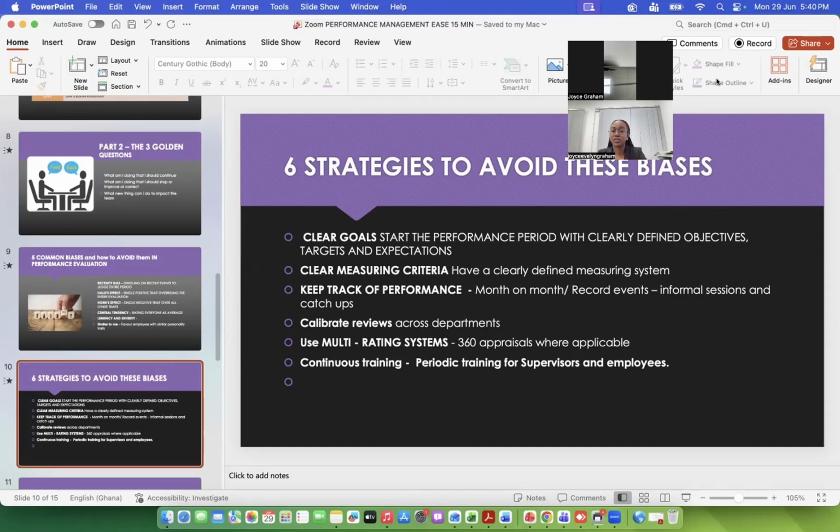Keep track of performance. So have short intervals of catching up with your team, talking about particular events that happened that would have an impact on their assessment and their ratings, so that everybody's aware already and there are no surprises at the appraisal time. And then calibrate reviews across departments.